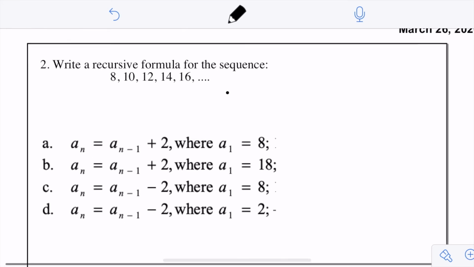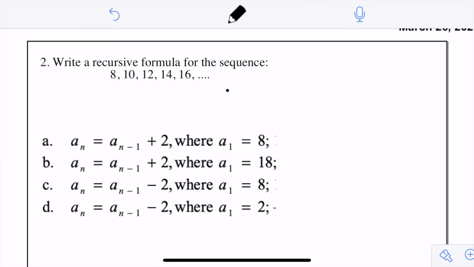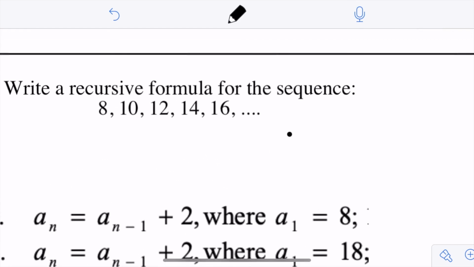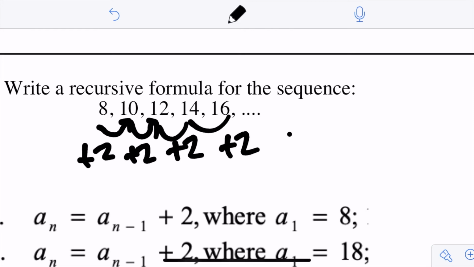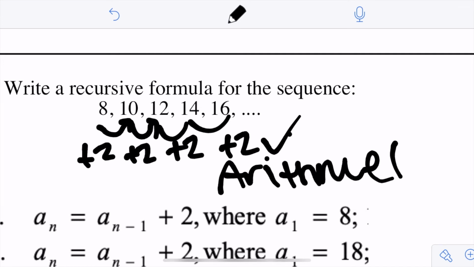Okay, so this is similar to the problem that we did before. So they're asking us what would be the correct recursive formula for the sequence that's given. So remember, the first thing that we want to do again is to determine if this is an arithmetic or a geometric sequence. So I know that to get from 8 to 10, I'm definitely going up by 2. If this is an arithmetic formula, that pattern will stay the same throughout the rest of the sequence. So if I went up by 2 again, it would definitely get me to 12. If I went up by 2 again, it would get me to 14. And if I went up by 2 again, it would get me to 16. So that does work out. We can say this is an arithmetic formula or an arithmetic sequence.